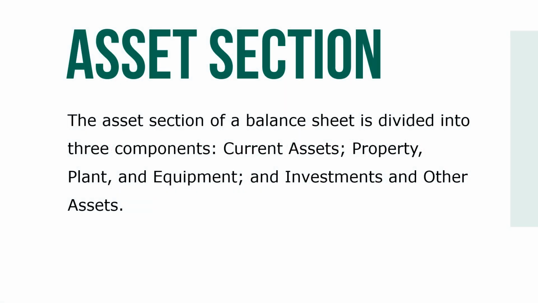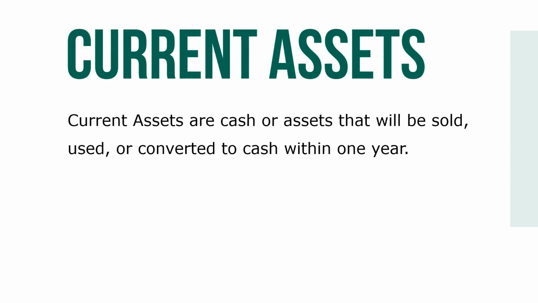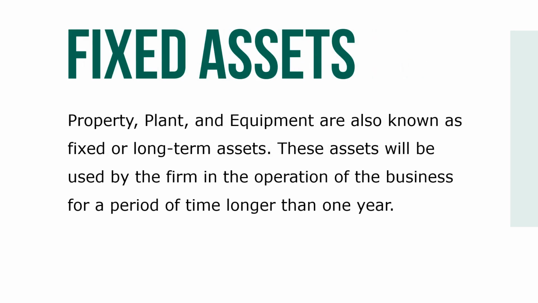The assets section of the balance sheet is divided into three components: current assets, property, plant, and equipment, and investments and other assets. Current assets are cash or assets that will be sold, used, or converted to cash within 1 year. Property, plant, and equipment are also known as fixed or long-term assets. These assets will be used by the firm in operation of the business for a period of time longer than a year.